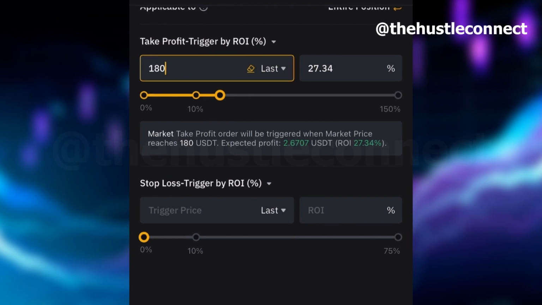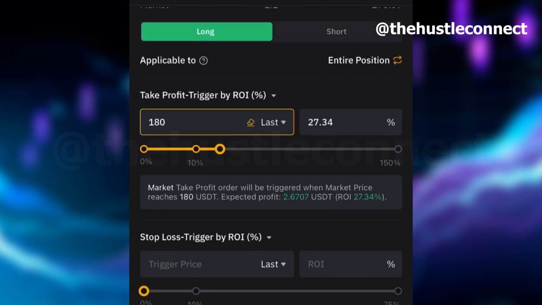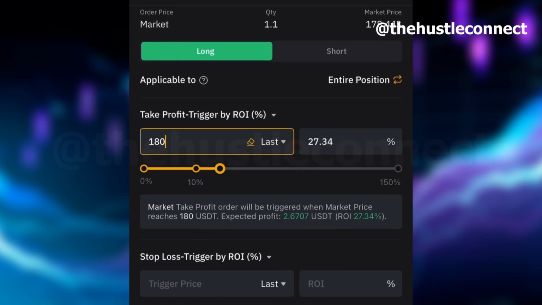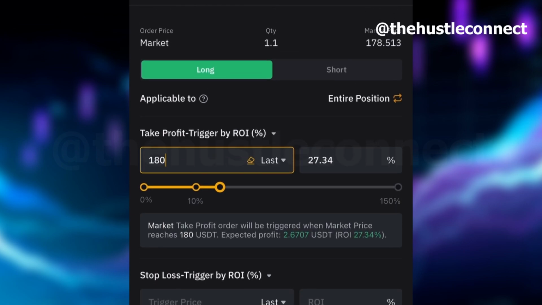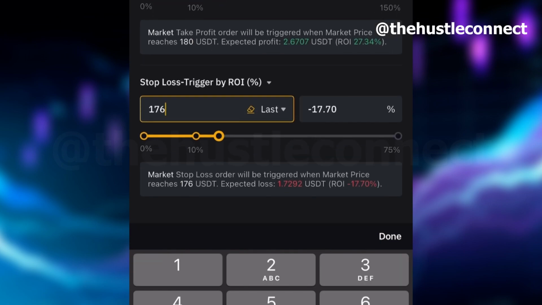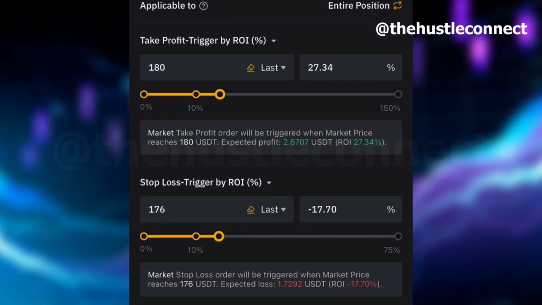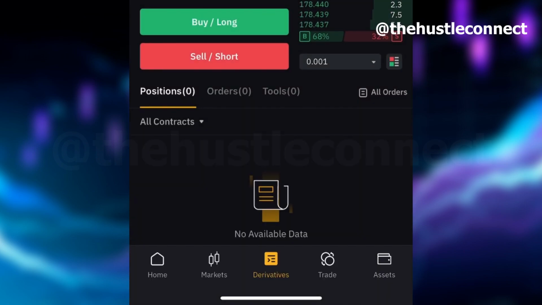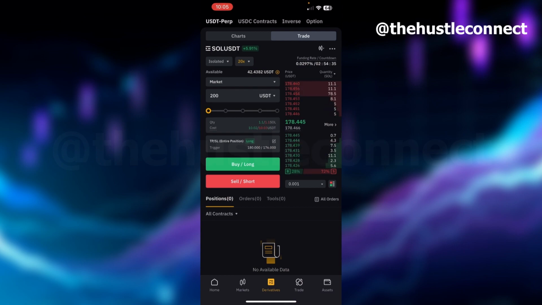Now, over here at the stop loss region, I'm going to set a price so that when it goes against my trade and gets to that price, it is going to pull me out so I don't lose too much funds. So I'm going to set 176 over here, and then I'm only going to lose 17% instead of the entire portfolio if it gets to 176. Now that I've done that, I'm going to hit done and confirm. So now it is set, and I'm simply going to click on buy.